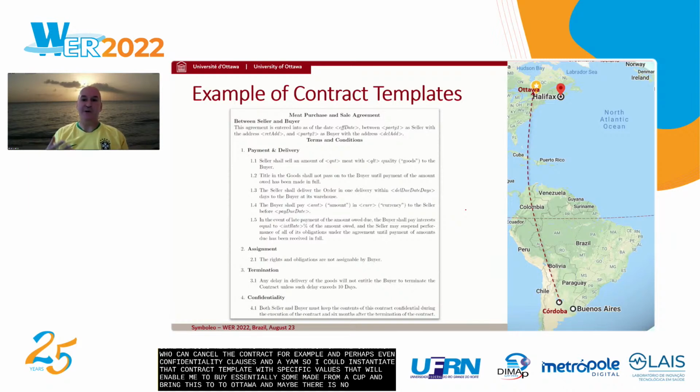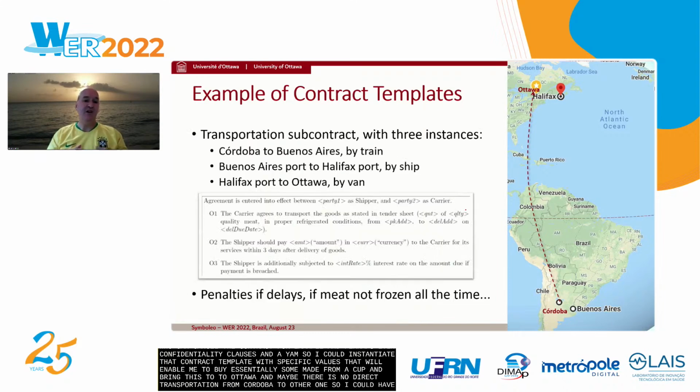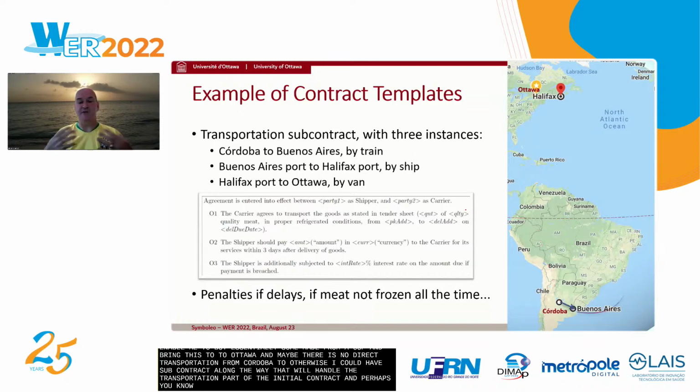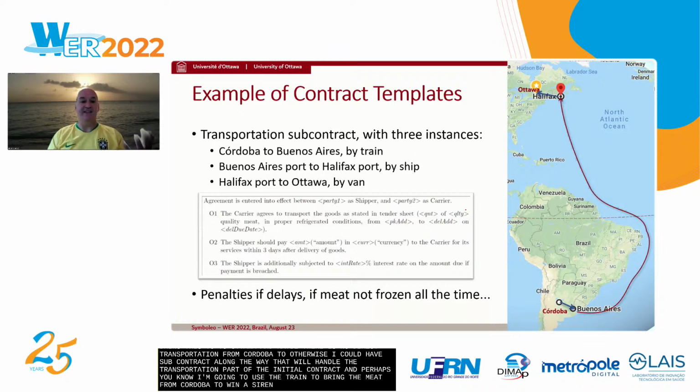And obviously, maybe there is no direct transportation from Cordoba to Ottawa, so I could have subcontracts along the way that will handle the transportation part of the initial contract. Perhaps I'm going to use the train to bring the meat from Cordoba to Buenos Aires. And then I will use a ship to bring this to the Halifax port in Canada, and use a van to bring this meat to Ottawa. So I would instantiate the transportation template 3 times with different values. And of course, this is meat, so we have to ensure that this particular asset is preserved under refrigerated conditions. It has to be frozen all the time. And this is where we start having interesting cyber-physical systems, because we need to monitor how cold the meat is across multiple transportations, multiple jurisdictions as well.